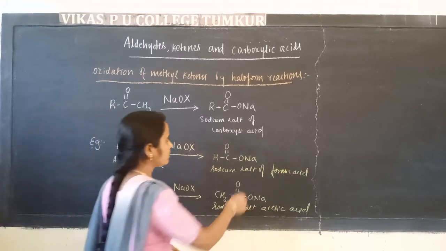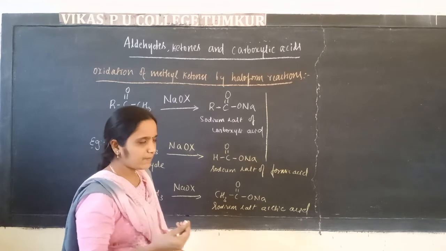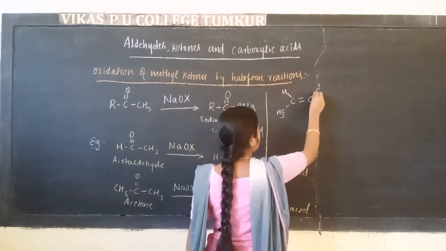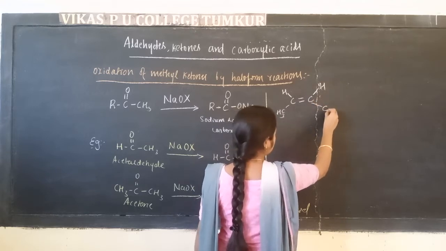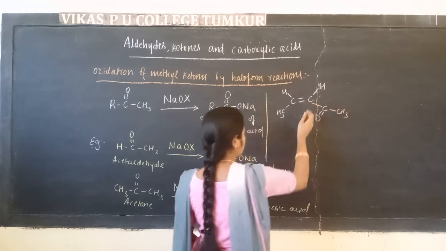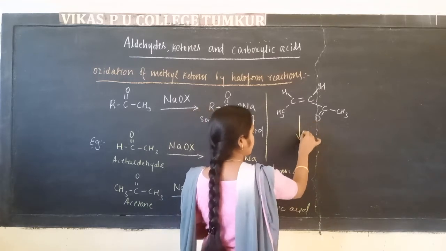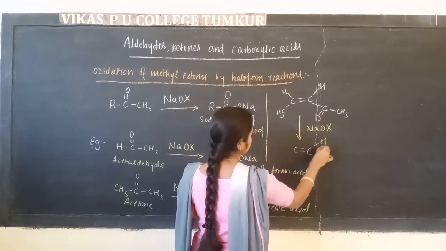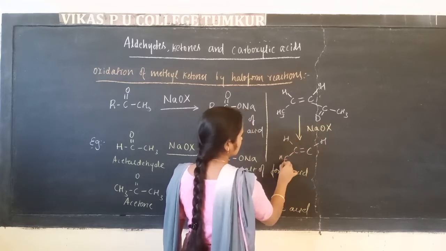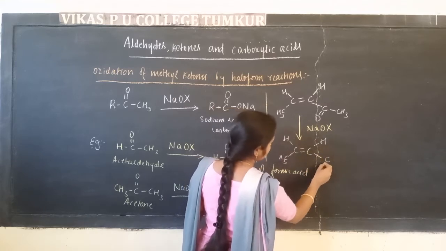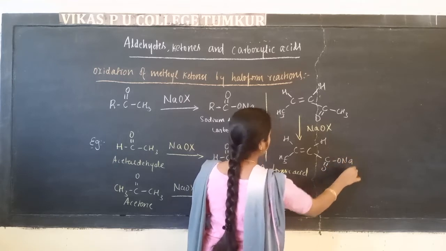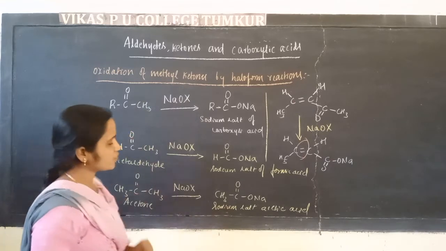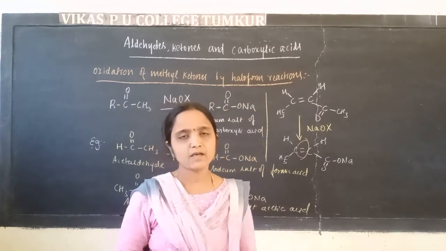Suppose we take another example. If the reactant contains a C=C double bond, and it is a methyl ketone of this type, and it is treated with sodium hypohalite, then we get the product with the C=C double bond as it is, along with the COONa group. This means the oxidation does not affect the C=C double bond present in the compound. This is about the oxidation of methyl ketones or methyl aldehydes by haloform reactions.